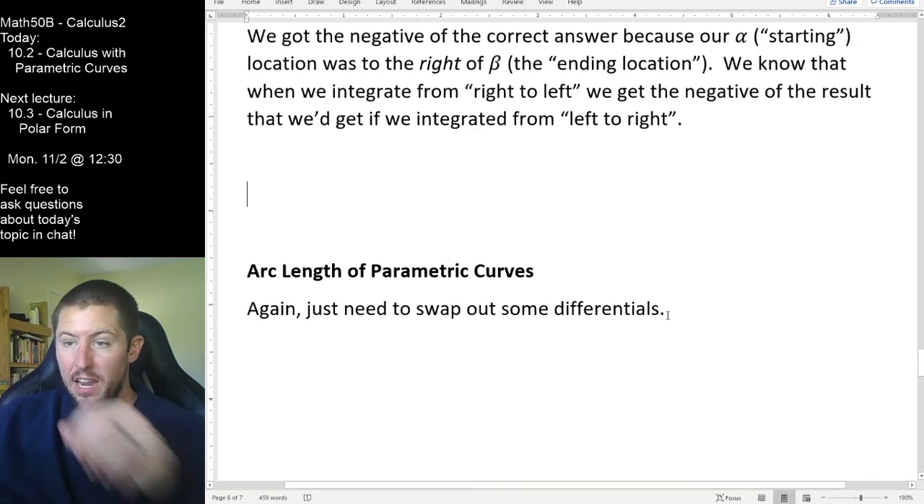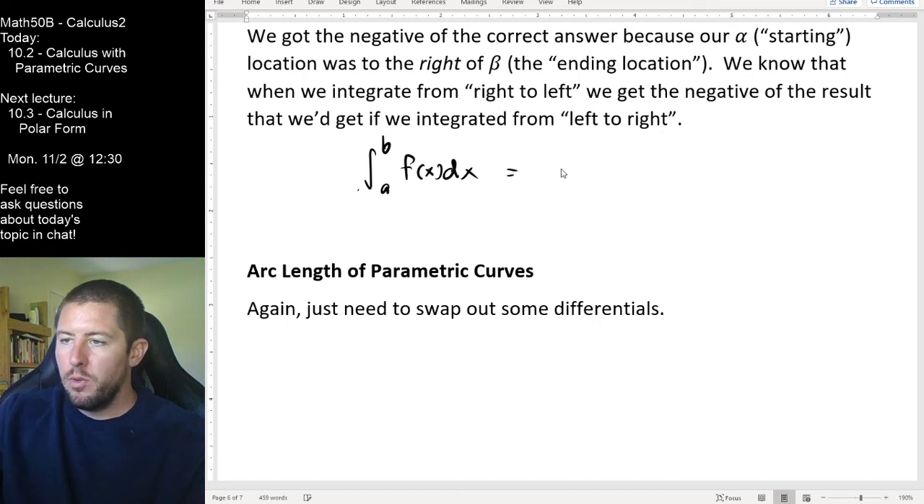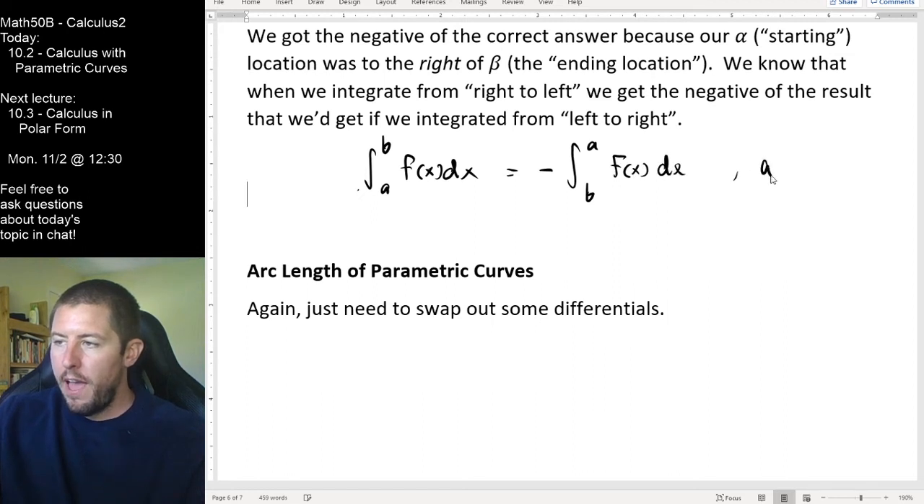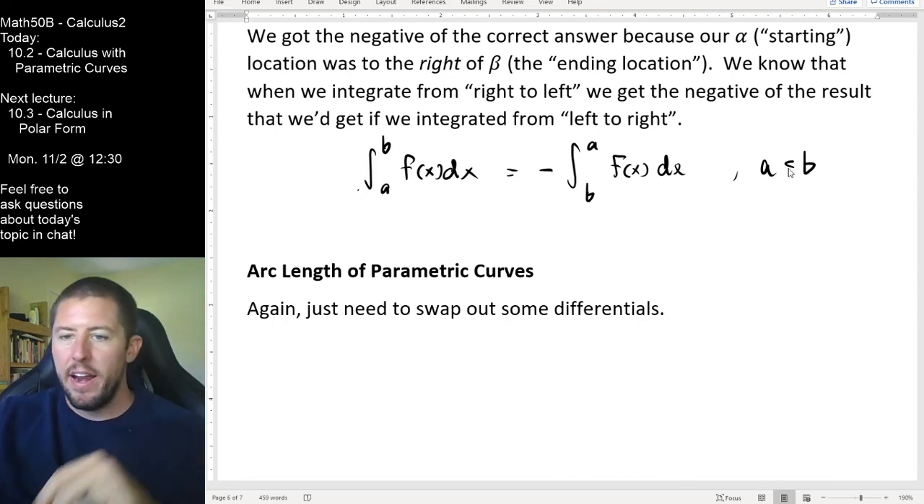Right? And so what I'm saying here with this statement is just that we know our general integral properties, that the integral from a to b of f of x dx is equal to the negative of the integral from b to a of f of x dx, with a less than b. And that's all that happened right here, right? We just went from right to left, so we got the negative of the right answer.